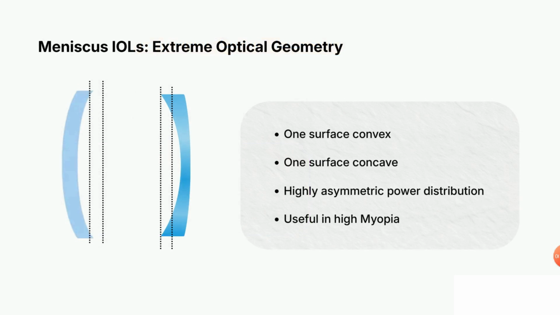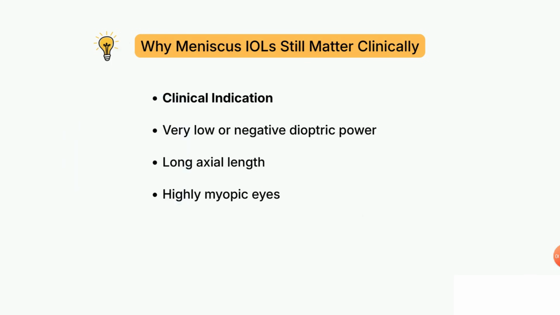Now let's talk about the meniscus IOLs. The meniscus IOLs represent the extreme end of the intraocular lens geometry. Unlike the standard biconvex or the plano-convex designs, the meniscus lenses have one surface that is convex and the other concave. This shape is not chosen for cosmetic reasons. It is optically mandatory in certain situations, particularly in eyes with high myopia and very long axial length.